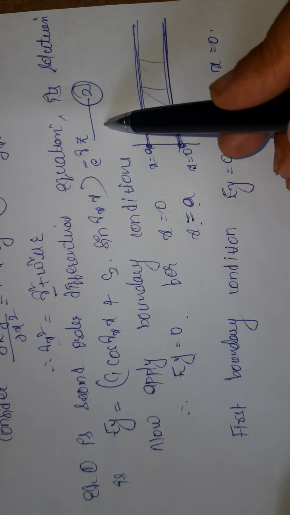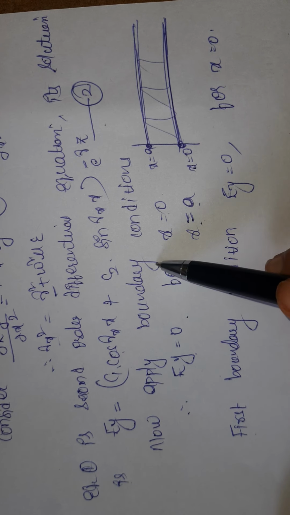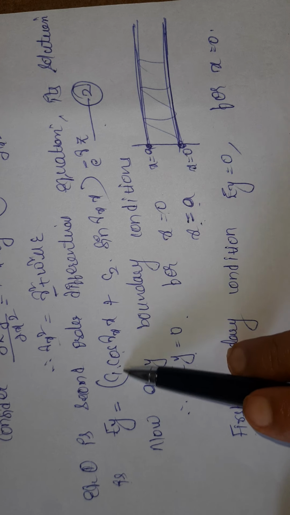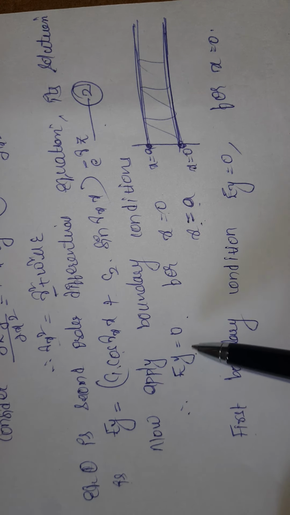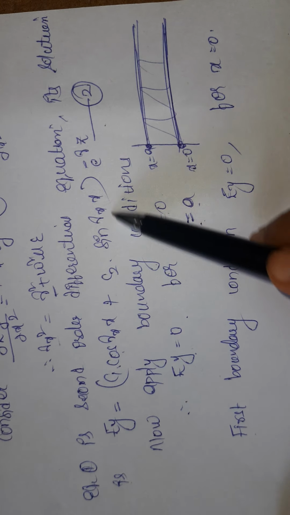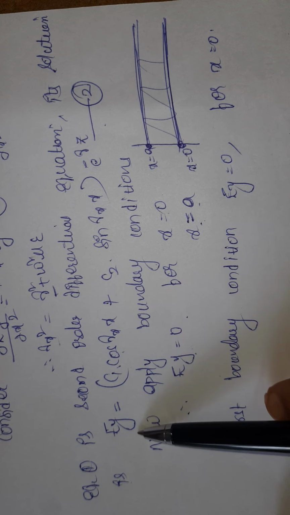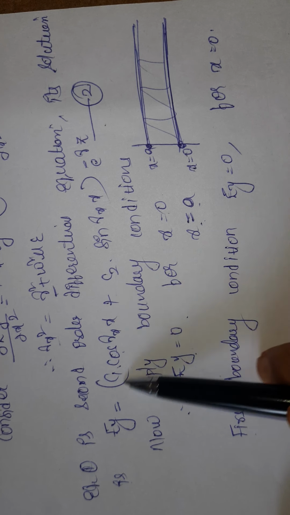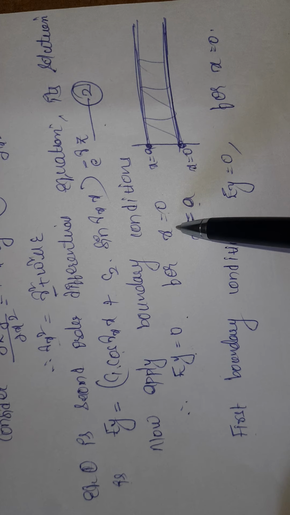Consider equation 2. Equation 2 should satisfy the boundary condition. We have to set up equation 2 such that it satisfies the boundary condition. If I substitute x equal to 0, this term will become 0 because sin 0 is 0, but this won't be 0. Then I will have Ey equal to this one, so it is not satisfying the boundary condition.